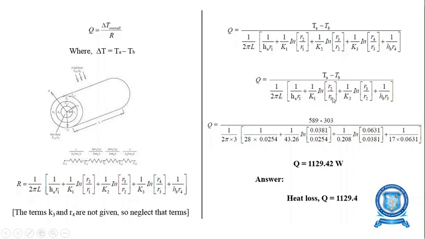R1 is the radius of the inner surface and R2 is the radius of the outer surface of the steel tube, right? And R3 is the radius of insulation. So all the values are known, that is given in the problem. By substituting all the values given in the problem, you will get the Q value as 1129.42 watts.